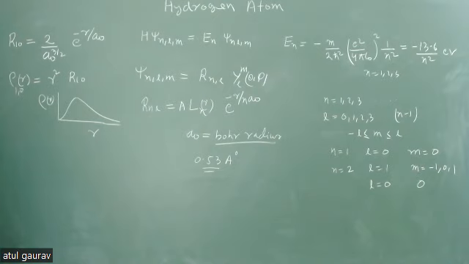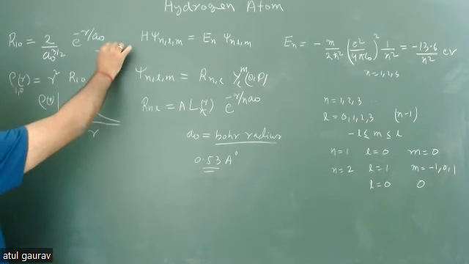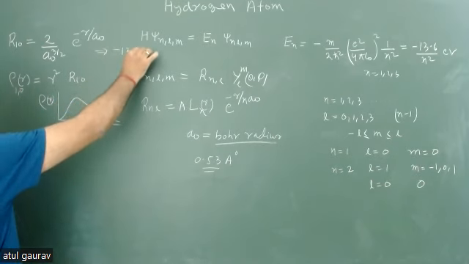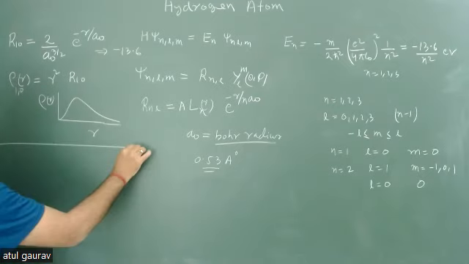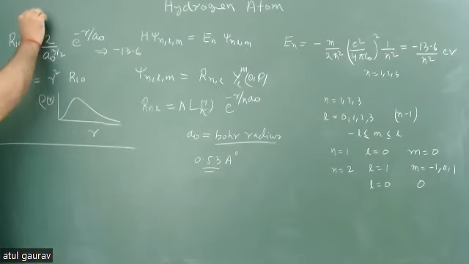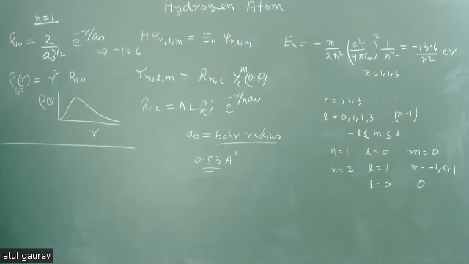This is your R10. What is the energy associated with this one? It's something minus 13.6. Now, this is for n is equal to 1. And what about n is equal to 2?